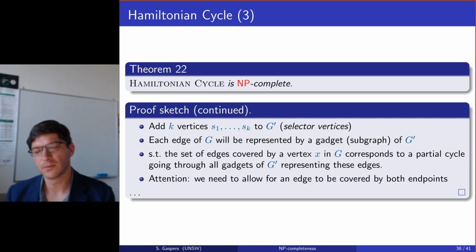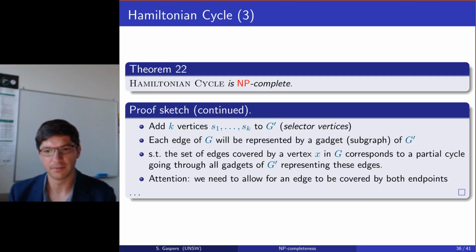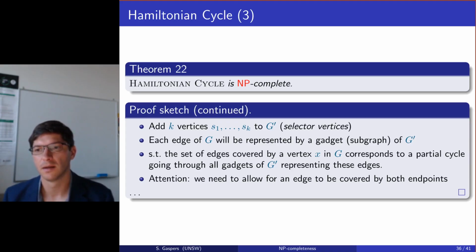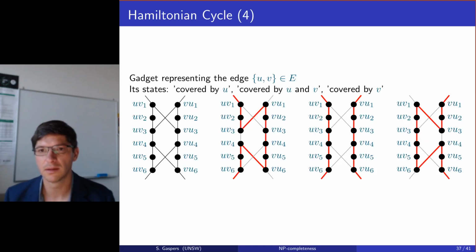There's one difficulty. In the vertex cover problem, an edge can be covered either by one endpoint or by the other one, or actually by both. So we need to make sure that we allow for an edge to be covered by both endpoints. Which makes the gadget a bit more tricky, but here is one that works.